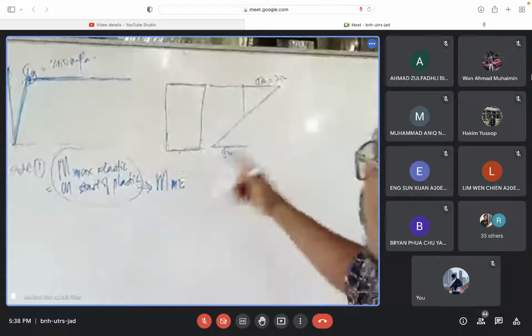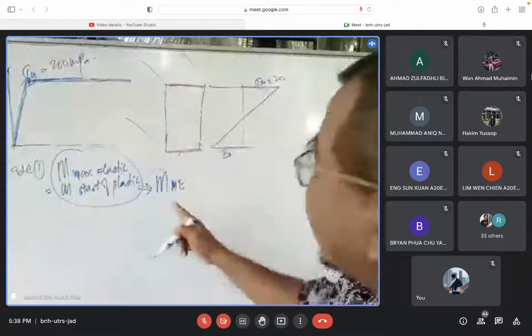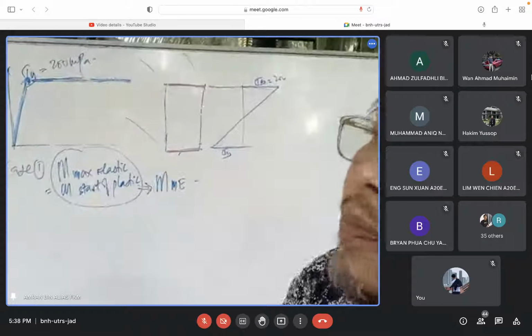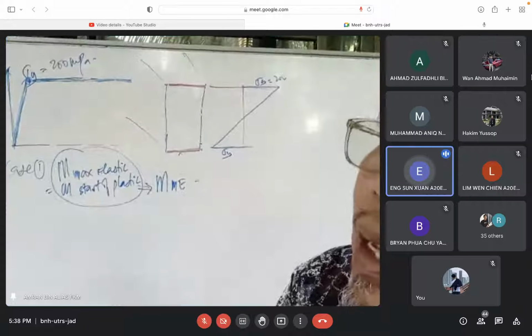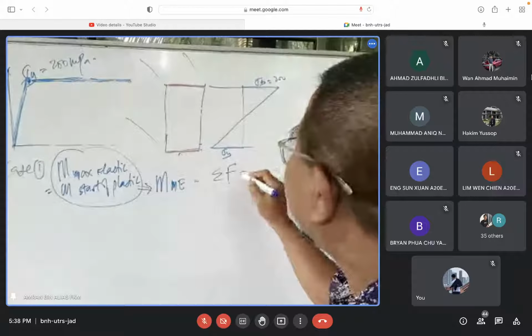So, can we calculate the moment required for this to happen? Yes. What do we do? What did we use last time? We use the summation of force times distance.